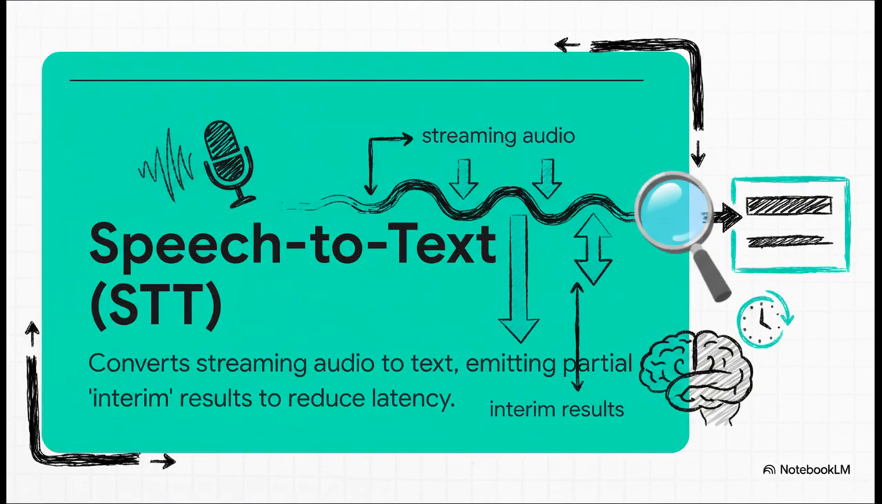Next up, speech to text. And the key word here is streaming. See, modern STT systems don't just wait for you to finish your entire sentence. They're transcribing as you speak, and they send these partial or interim results down the line. And that allows the AI's brain to actually start thinking about a response before you've even finished your question.